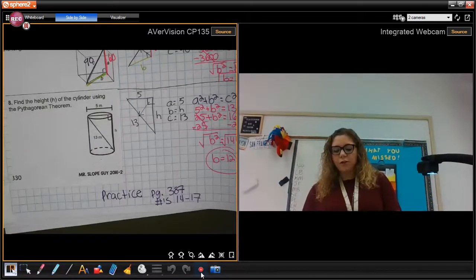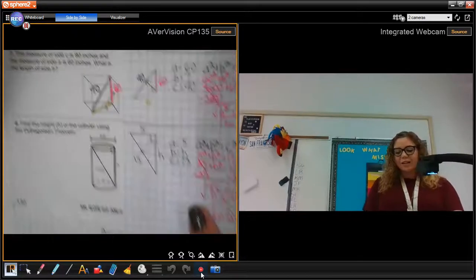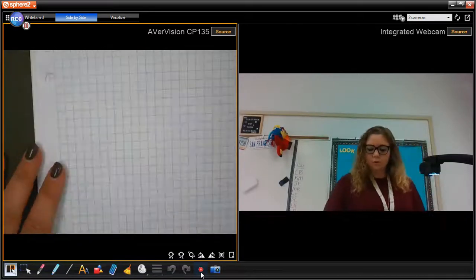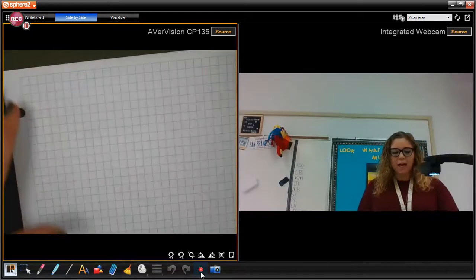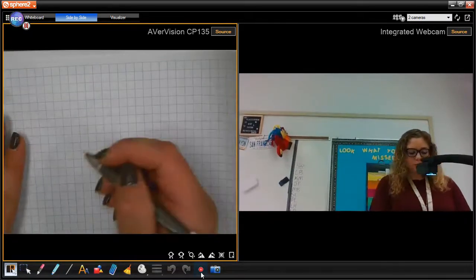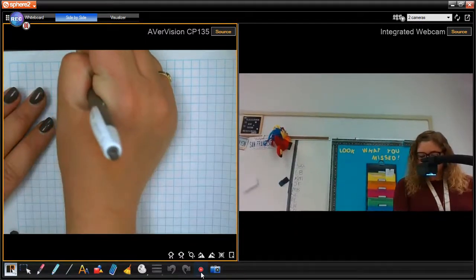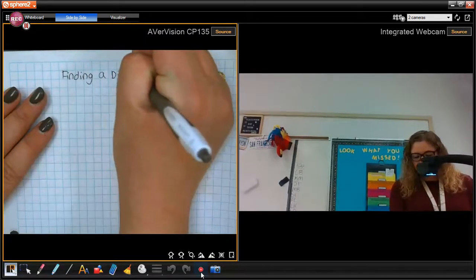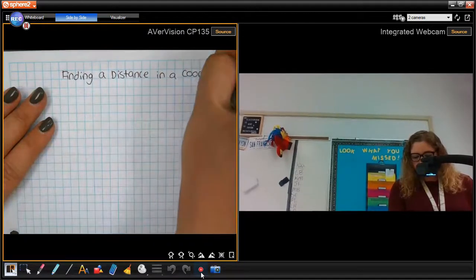You can also use the Pythagorean theorem to find distances in a coordinate plane. So now we're going to talk about finding a distance in a coordinate plane. And it's fun to me, to be honest with you. Okay, so finding a distance in a coordinate plane.